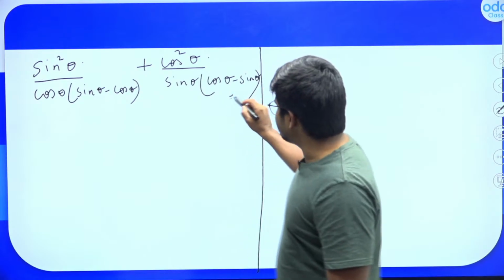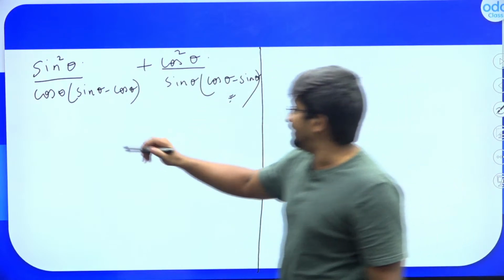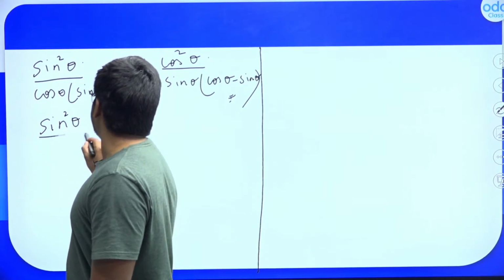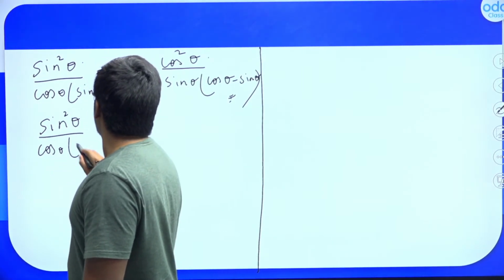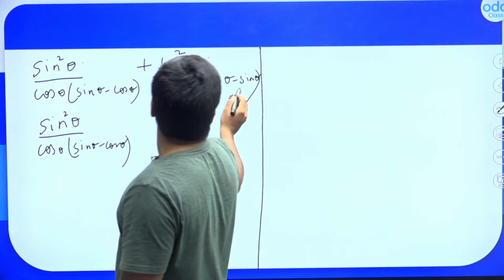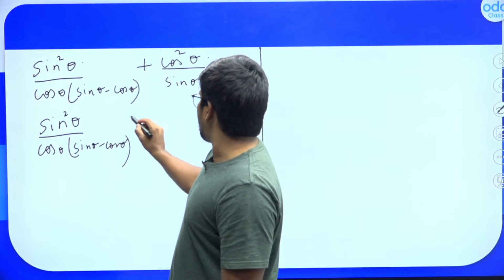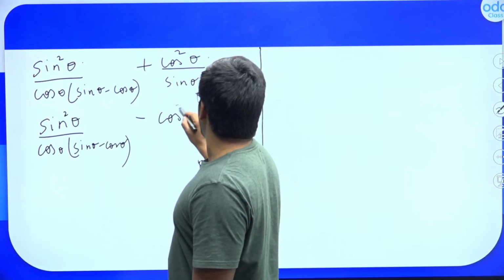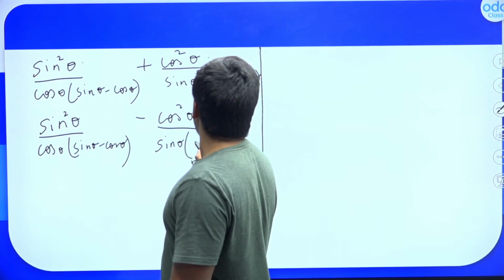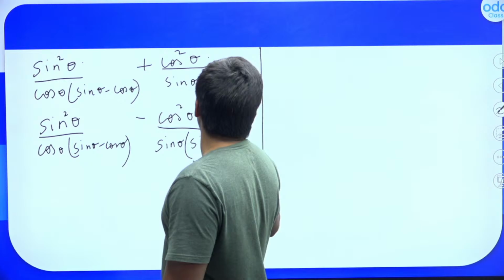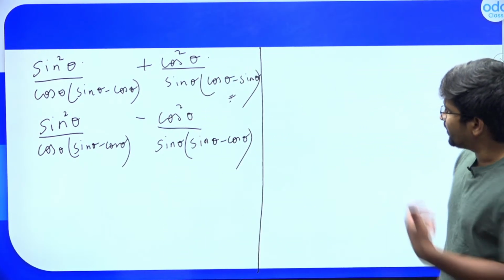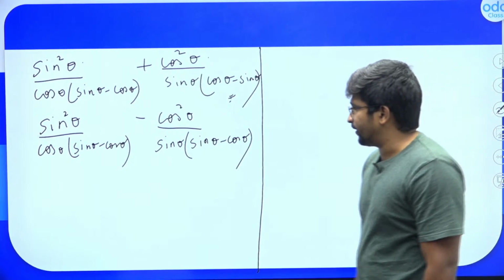Okay? So from this cos theta minus sin theta, I am taking a negative outside. If you take a negative outside, what? This will remain the same, sin square theta divided by cos theta into sin theta minus cos theta will remain the same. And when the negative is taken outside, this plus cos square theta will become minus cos square theta whole divided by sin theta into sin theta minus cos theta. Because a negative, when it is taken out of cos theta minus sin theta, it will become negative of sin theta minus cos theta. Right?